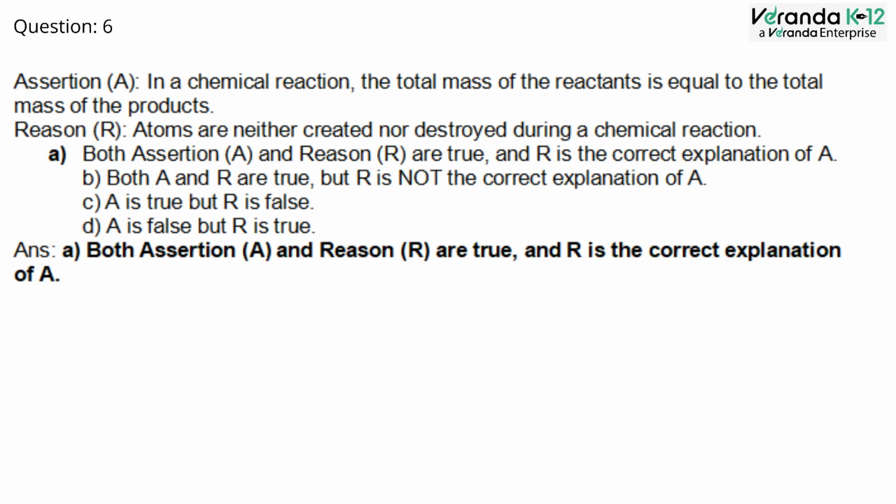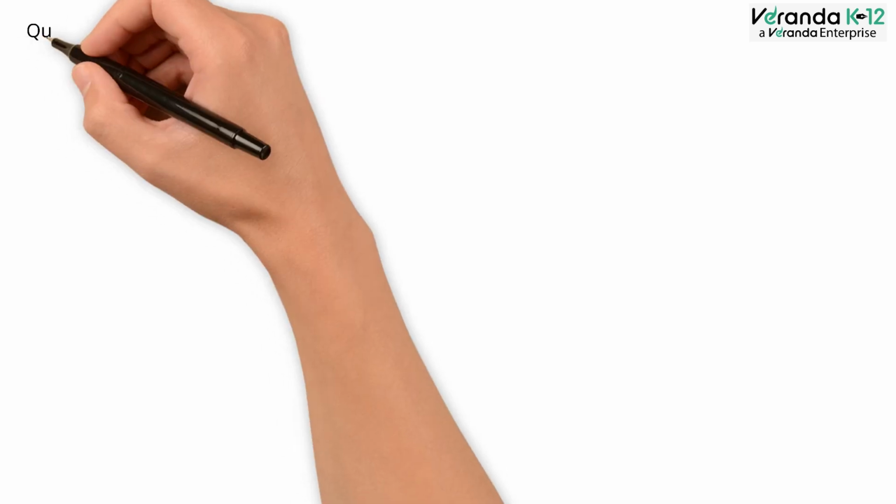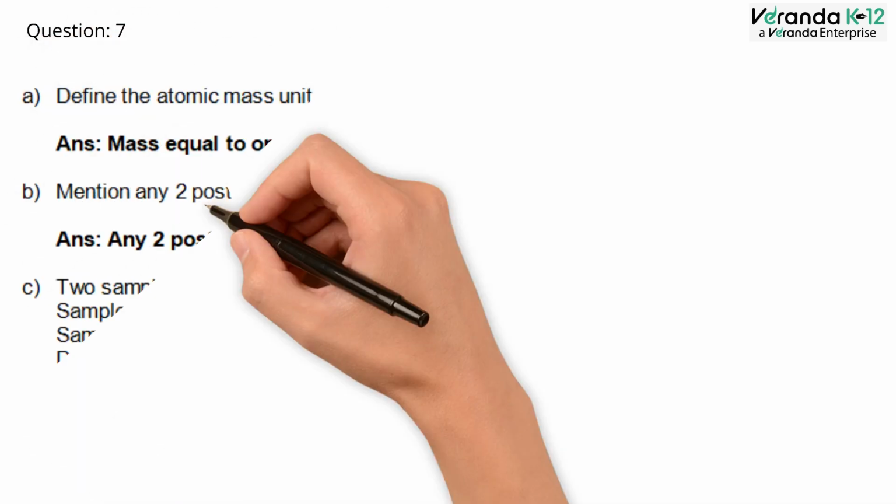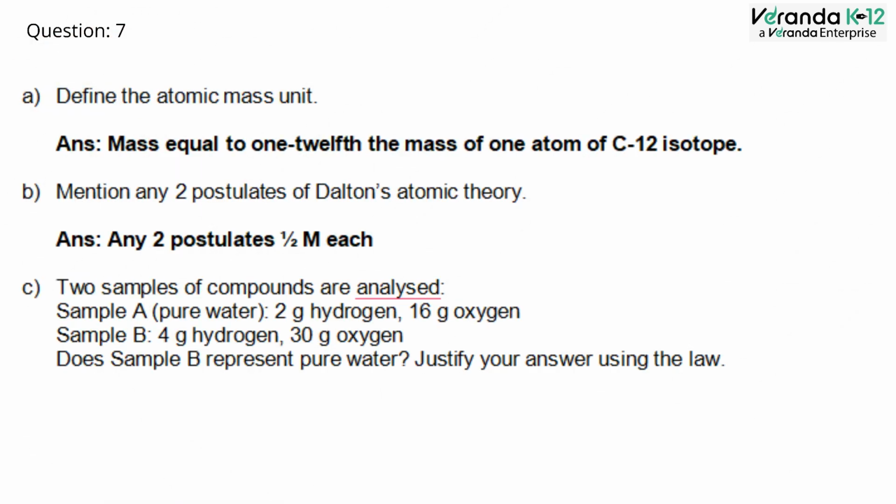The correct option here is A. Both assertion and reason are true and the reason is the correct explanation of the assertion. This is based on the law of conservation of mass. Question number 7. In sub-question A, define the atomic mass unit. AMU or atomic mass unit is defined as the mass equal to 1/12 the mass of one carbon atom of 12 isotope.